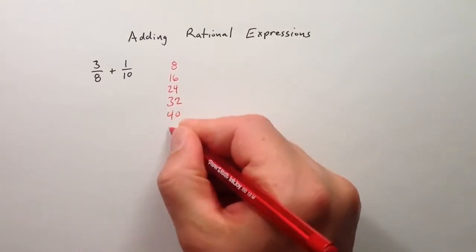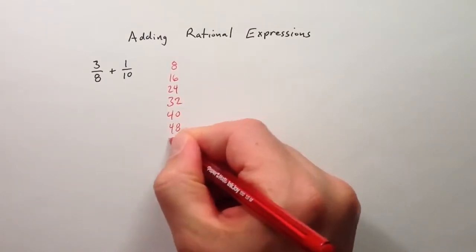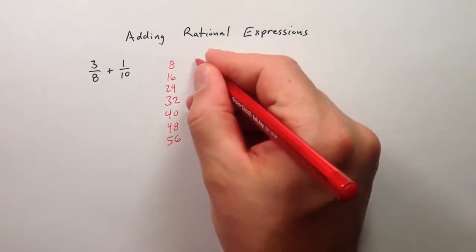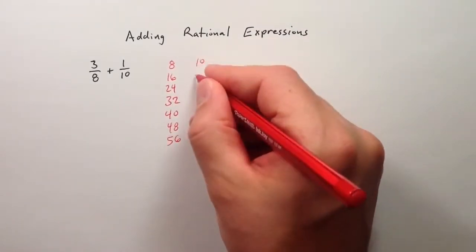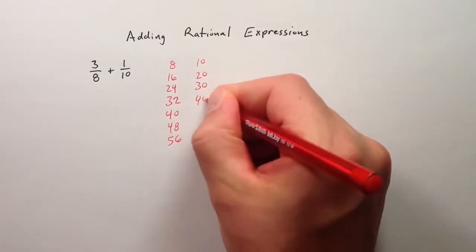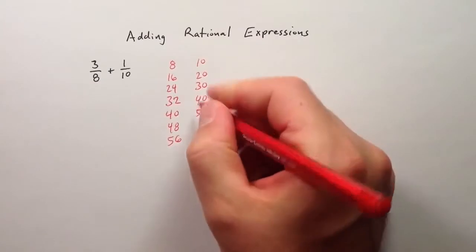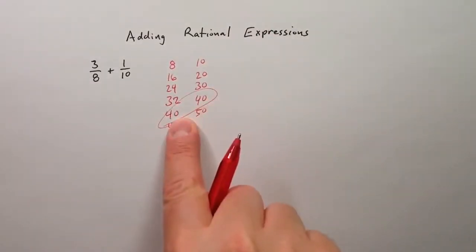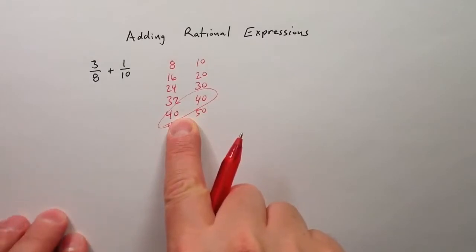40 is 5 times 8, 48, and 56. I could go through the list. I don't want to go too far before I maybe go over and look at 10. So 10, another 10 would be 20, 30, 40, 50, but wait, we don't need to go much further because 40 works. 40 is a multiple of both of those numbers.